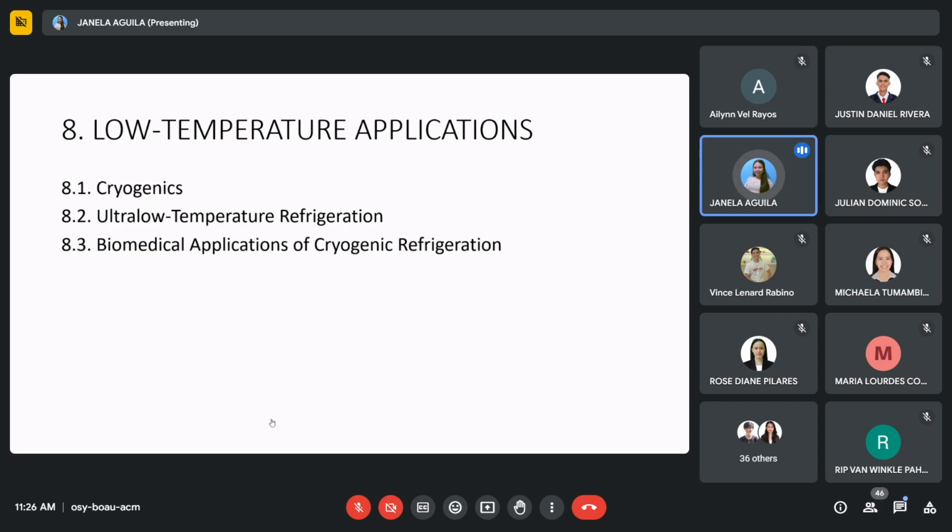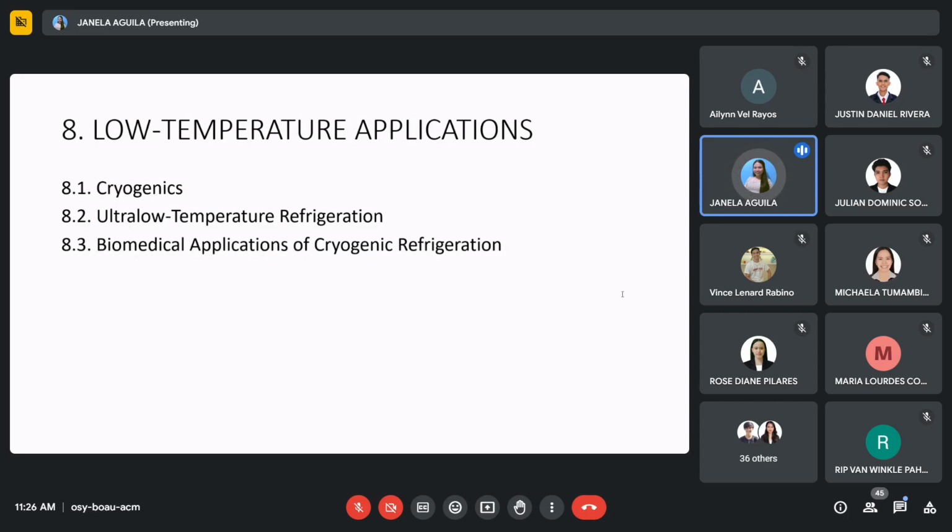Low temperature applications. First, cryogenics. Next is ultra low temperature refrigeration. And third is the biomedical applications of cryogenics refrigeration. Cryogenic refrigeration uses liquefied gases such as nitrogen, helium, or hydrogen to achieve very low temperatures. These gases are much colder than the refrigerants used in conventional refrigerators, which allows them to cool objects to much lower temperatures.